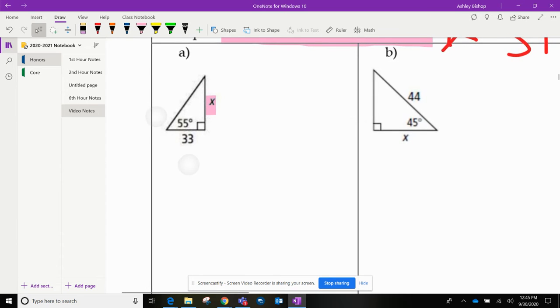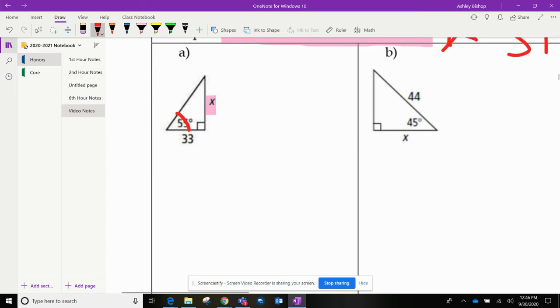The very first thing we're going to do for this problem is label our sides. The difference between this problem and what we've done before is you don't have any names of angles, but instead I'm going to tell you how much this angle is. This angle is 55 degrees. The angle we give you is your reference angle. So this is my reference angle over here.